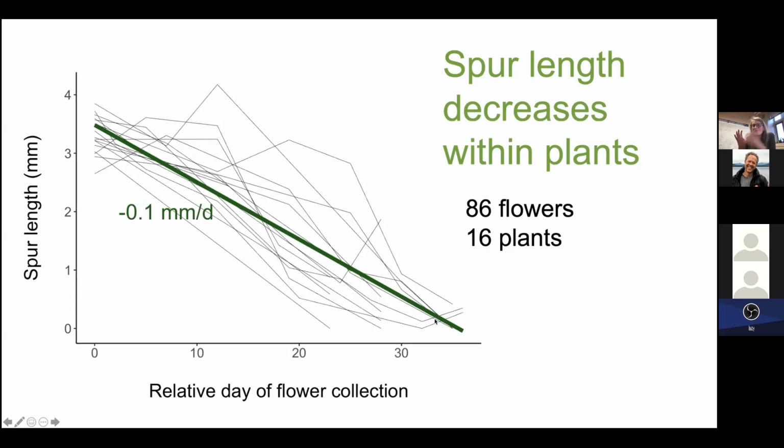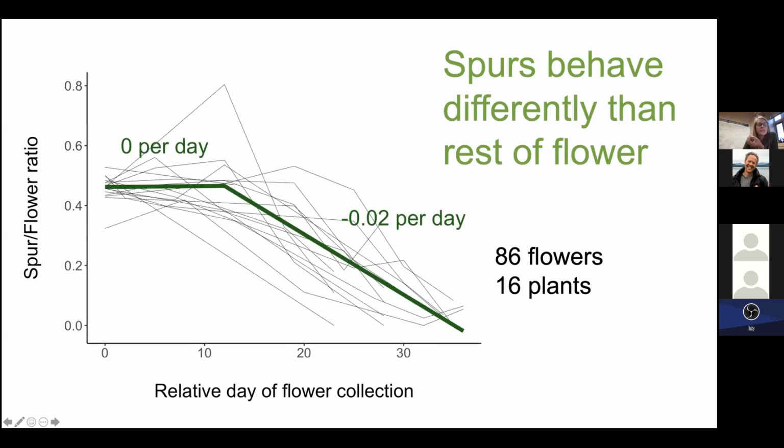Are spurs just changing with overall flower size in general? Is this just like a lockstep shrinking of flower size, or is there something special happening with the spurs in particular? To answer that question, we compared the change in spur length to some of the other traits that Rasheen measured. I'm just going to show you one of them here. Here on the y-axis, we're now looking at the ratio of spur length relative to the flower height, excluding the spur. And what you see is that for the first 12 or so days of flowering, spurs were shrinking in lockstep with the rest of the flower, right?